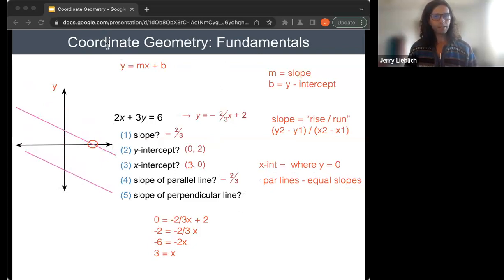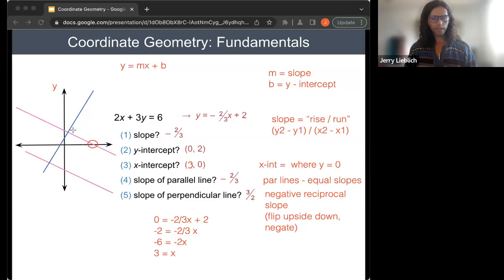A perpendicular line has a negative reciprocal slope. So flip it upside down and negate it. In this case, our negative 2/3 slope becomes 3/2, and that might look something like this. Perpendicular meaning it makes a right angle at the meeting point.